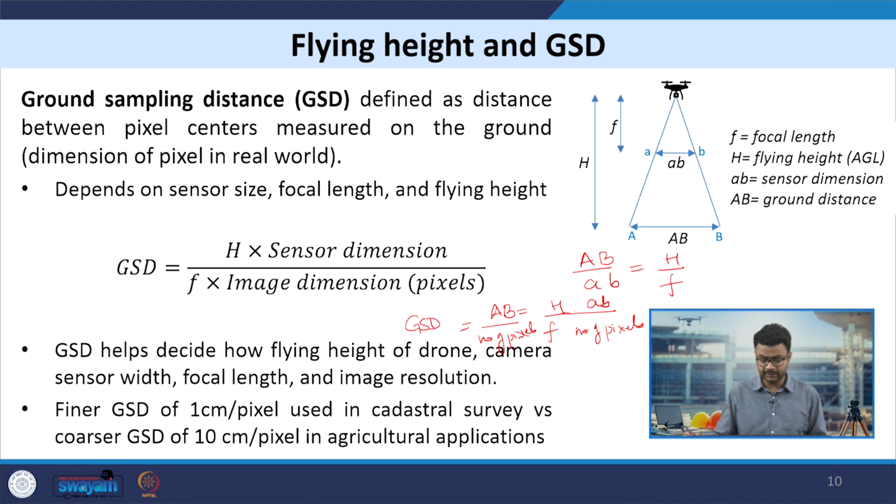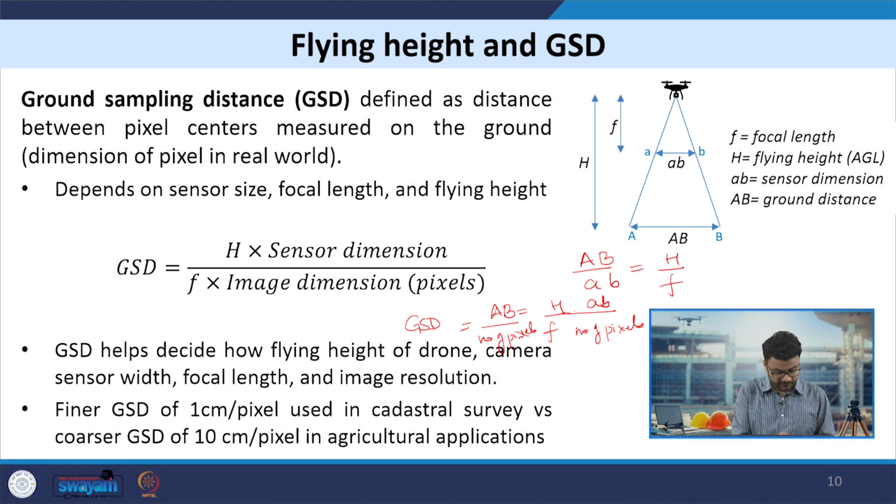We can see that if we have a higher flying height, then the ground sampling distance increases, and if we have a smaller f, then the ground sampling distance can also increase. On the other hand, if we have a larger f, that means if you are using a zoom camera, then the ground sampling distance can even decrease. Usually when we want a survey in which we want to see very fine details, we want to go for a small ground sampling distance.